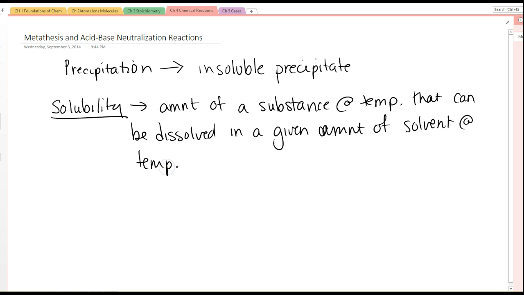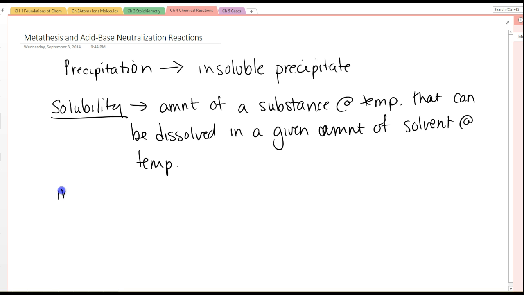You may know that solubility depends on temperature because think about trying to mix sugar into cold iced tea versus hot iced tea. It mixes much faster into the hot iced tea because it's more soluble. The heat actually makes it easier to dissolve. So temperature does matter. Solubility is changed based on temperature, and that's important to note.